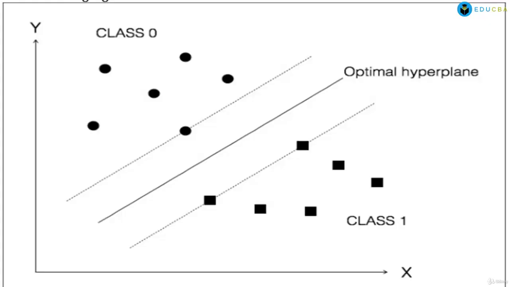Now see this graph. In this graph, we have two classes, class 0 and class 1. Class 0 is represented using black circles, and class 1 is represented by small black squares. Now see, we have three different lines here, two dotted lines and one solid line. That solid line represents an optimal hyperplane, and the dotted lines are not representing a hyperplane because they're not actually separating these two classes. The optimal hyperplane is separating those two classes of data points.